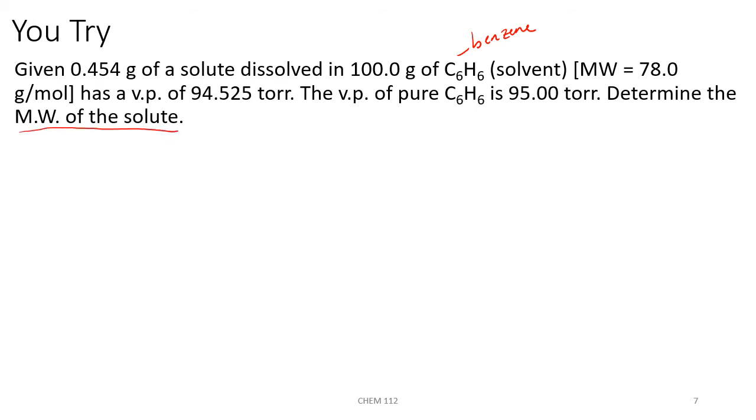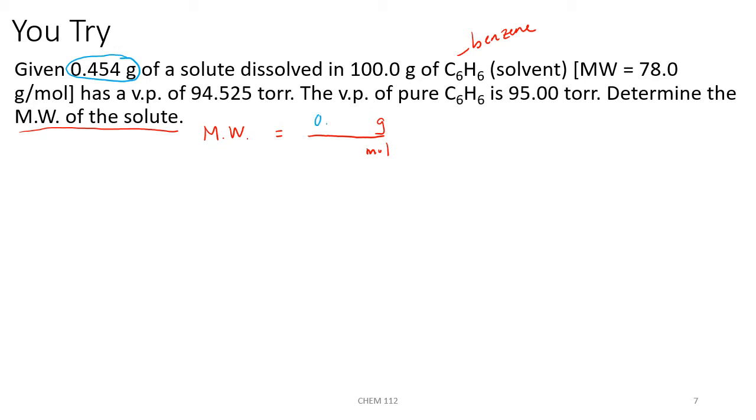So that last line tells us what we're trying to do. We're trying to determine an unknown molecular weight. And molecular weight is units of grams per mole. So if we can find grams of solute and moles of solute, we can get what we're after, which is that unknown molecular weight. In the problem, we're told that our solute has a mass of 0.454 grams.